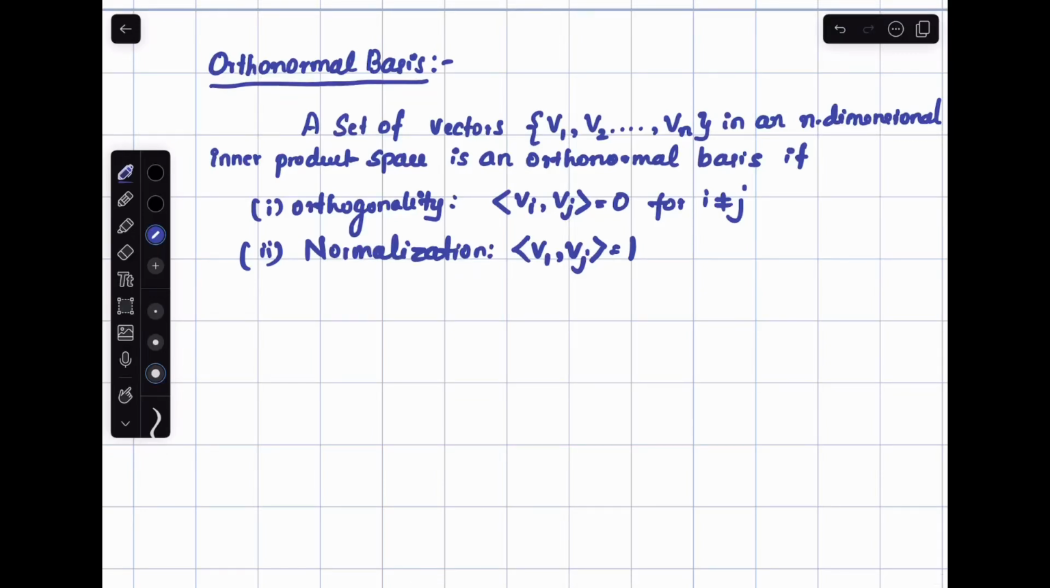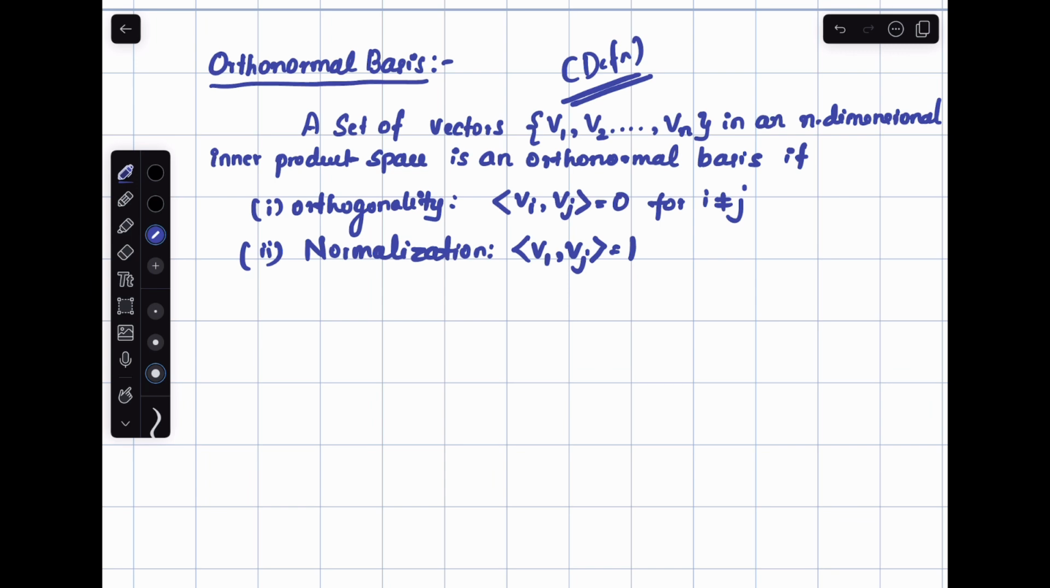Hello students, today's topic is orthonormal basis, and this is one of the topics where the definition could be asked. So please study the definition, and coming to the problems, understanding the term orthonormal basis is very important to solve the problems. All right, so what is orthonormal basis?